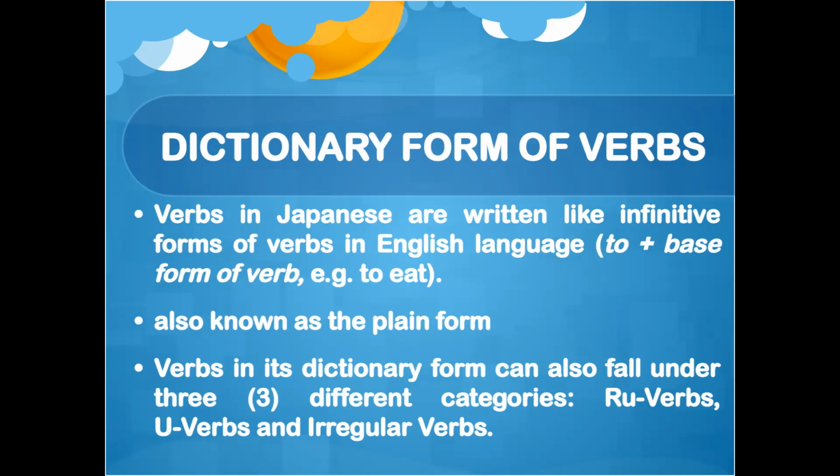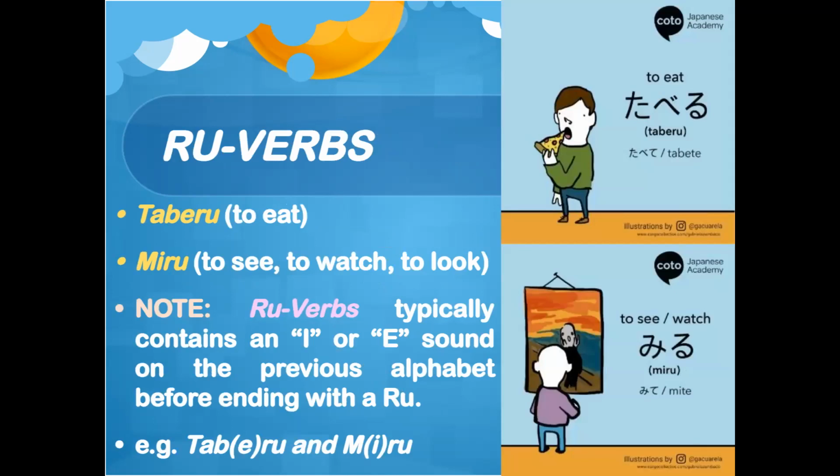Of course, if you are speaking casually or informally, you will use the dictionary form. However, if you are really speaking or you need to be polite in terms of speaking with other people, you will use the other forms of verbs, just like the MASU form, etc. And verbs in their dictionary form can also fall under three different categories, such as the Ru-verbs, the U-verbs, and also the irregular verbs. For the Ru-verbs, we have here samples like to eat, which is taberu, and to see or watch or to look, that's miru.